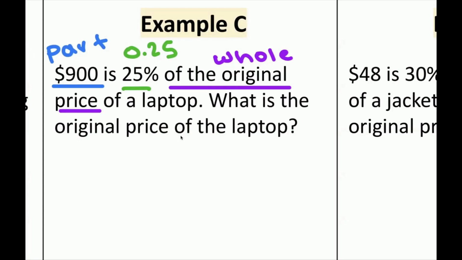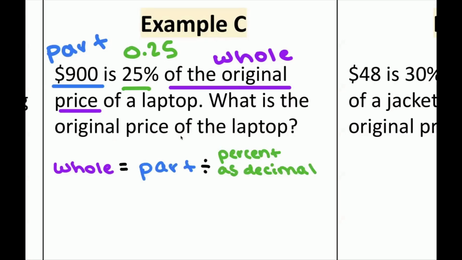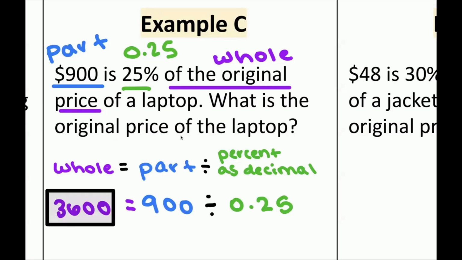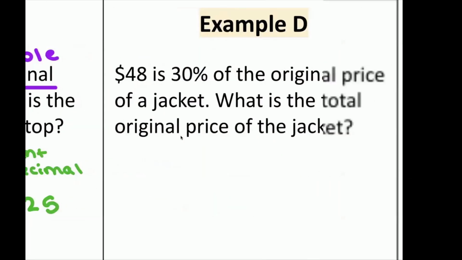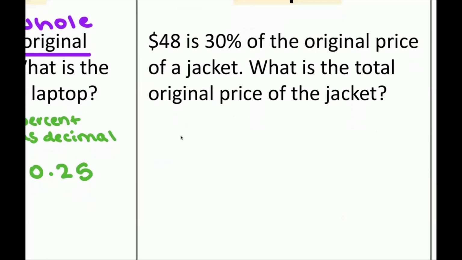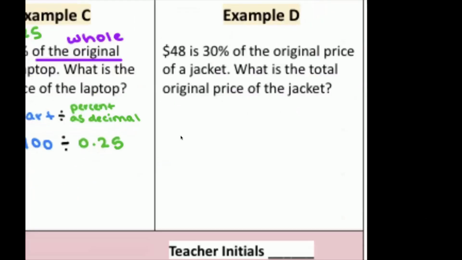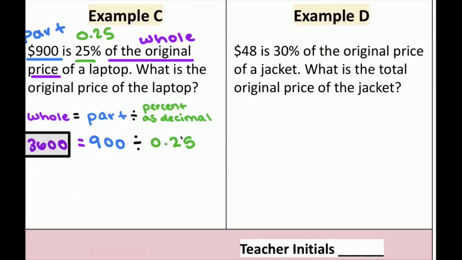So if the problem's asking for the whole or it's asking for the original price, we're going to take our part and divide it by the percent as a decimal. So 900 divided by 0.25 gives us 3,600. So the original price of the laptop was $3,600. Complete example D on your own. Once you finish example D, this video will not go over that problem. Check in with your teacher to get additional feedback.